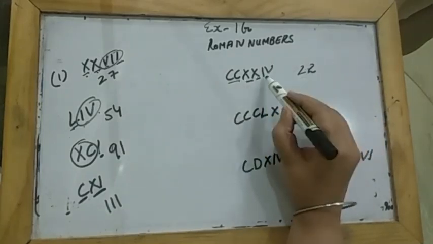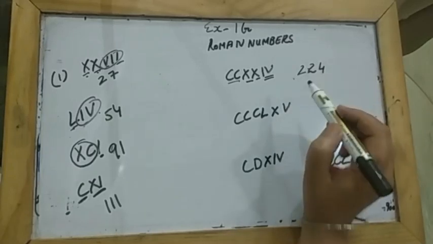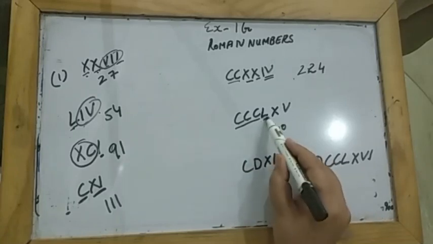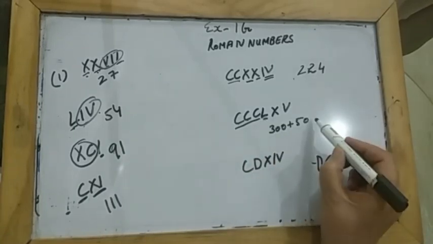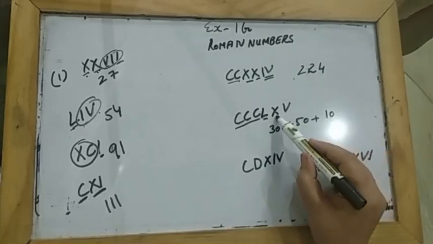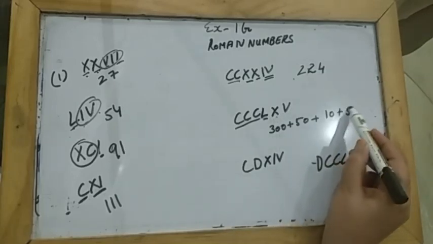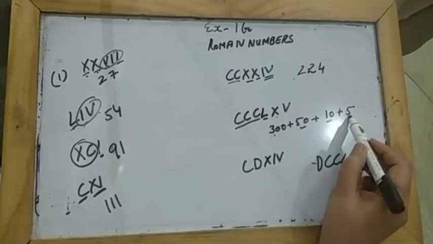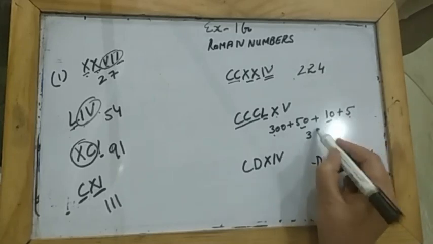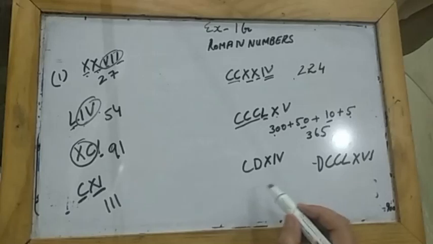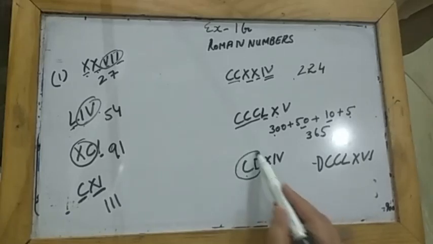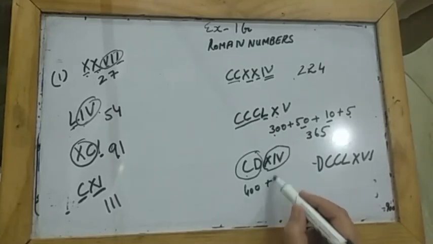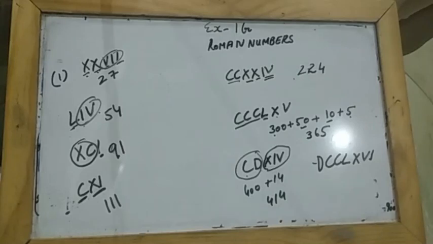Now C and C becomes 200 and this is 20. So 220 and this is 4. So 224. So 100, 100, 100. So this becomes 300 and this becomes 50 and this is 10 and this is 5. So this is 300 and 50 plus 10 is 60 and 5. So 365. Now CD. CD stands for 400 and this is 14. So 414 is the answer.